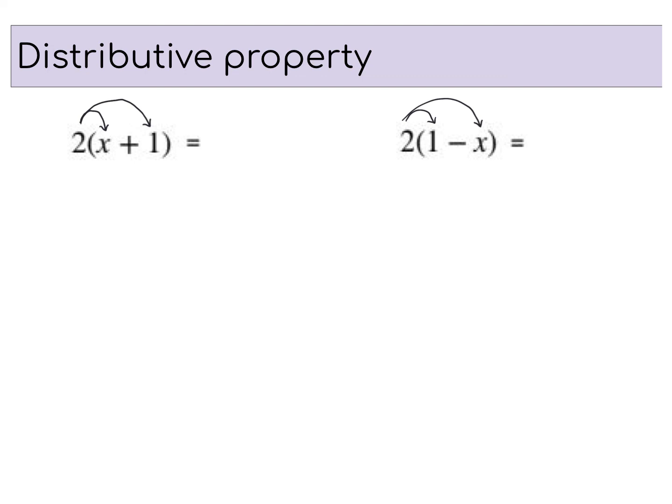So here in our first one, we have a 2x plus 2 as our answer here. So we're just multiplying 2 and 2x and 2 and 1. And again over here, we have 2 multiplied by 1, which gives us 2, and then a negative 2x for our final answer there. All right, go try some questions. The solutions are posted, and good luck.